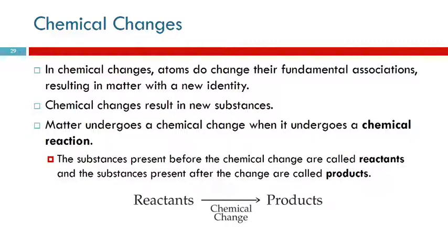When something undergoes a chemical change, we say it undergoes a chemical reaction. In a chemical reaction, you have something to start with and something that you end up with that's different. The starting material is the reactant, and it undergoes a chemical change, and then you get the products. So reactants react to produce products.